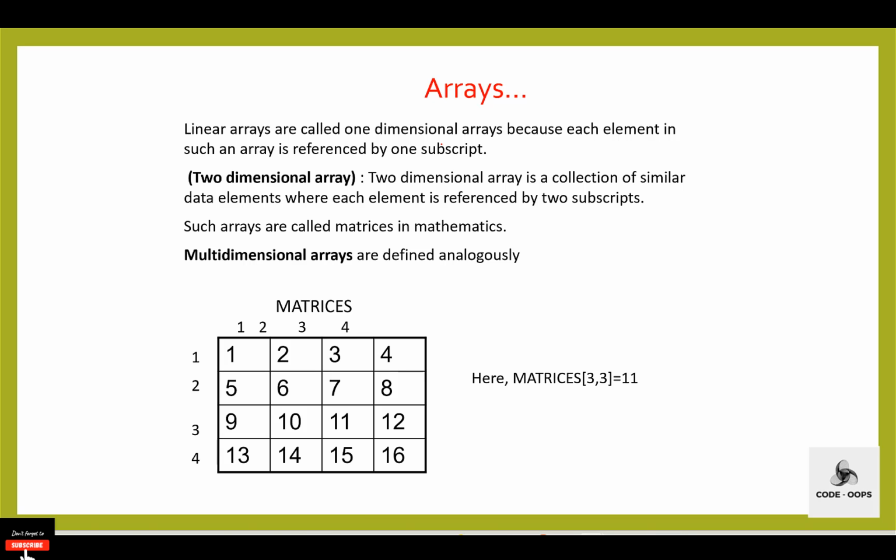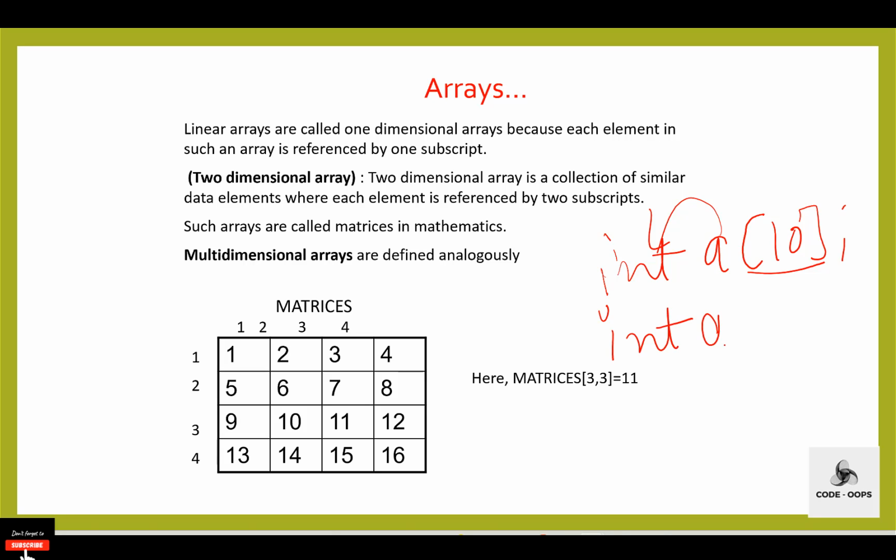Different types of array are there: linear array and two-dimensional array. Linear array is known as one-dimensional array because each element in such an array is referenced by one subscript. Two-dimensional array is a collection of similar data elements where each element is referenced by two subscripts. In a 1D array, only one subscript is there. A is an array of integer type and only one subscript is there. And in a 2D array, two subscripts are there. The first subscript is for row and the second subscript is for column.